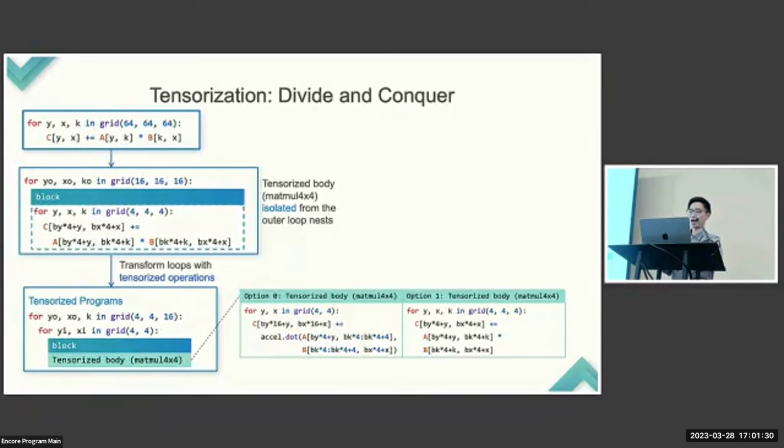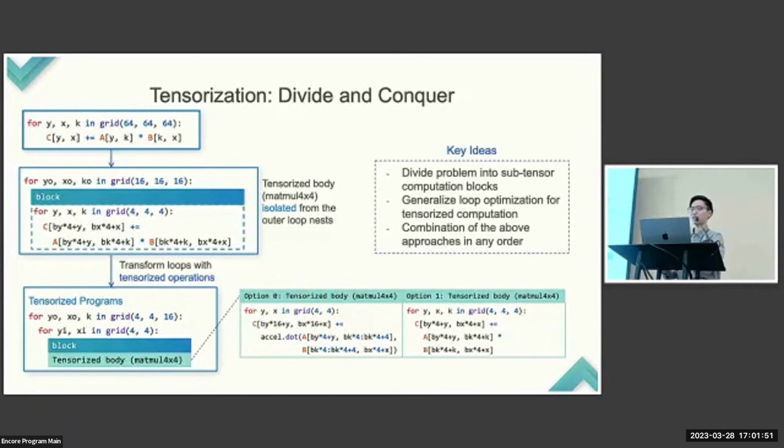When considering how to compute the block, we can map the tensorized body into different implementations. In this example, we can take either a 4x4 matmul microkernel or direct scalar computing. We can combine both operations in any order and finally generate the program we want.